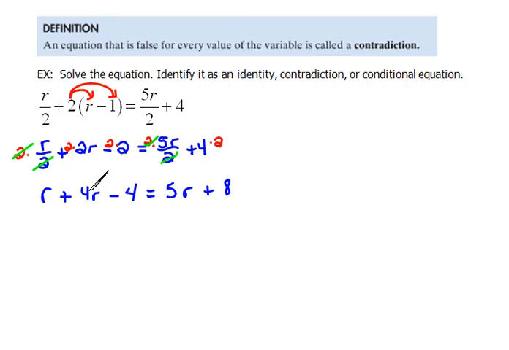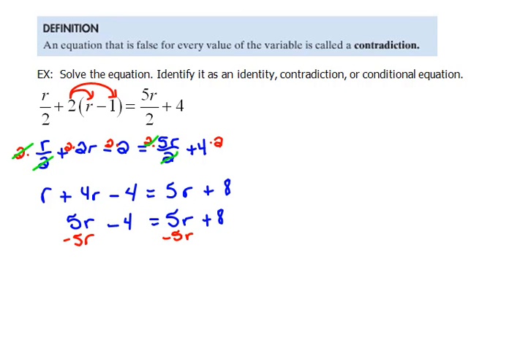So we can combine our like terms. So we have an r and a 4r, which would make a 5r minus 4 equals 5r plus 8. Now I've got r's on both sides, so we need to use that addition property to move that over. Let's move this one over by doing the opposite. So that would be a minus 5r on both sides.